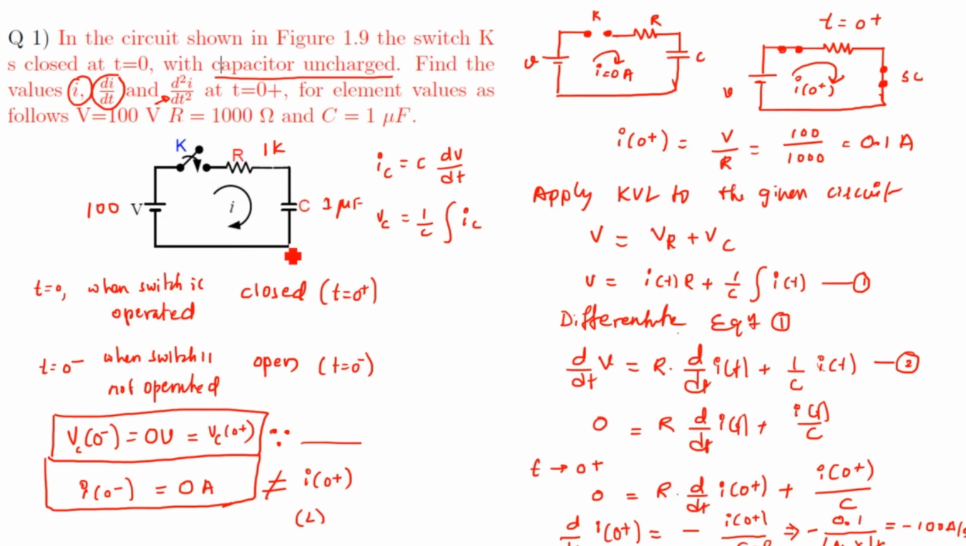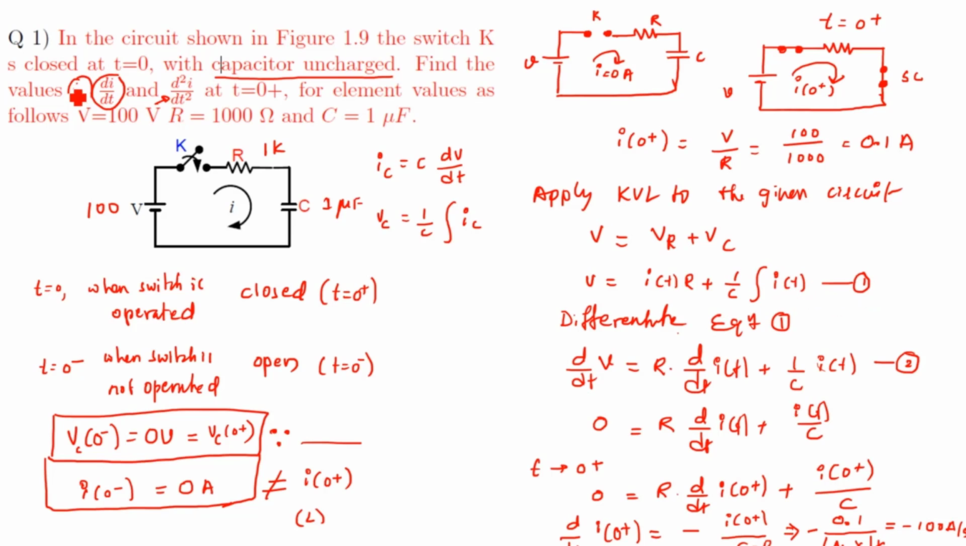Apply KVL to this circuit: voltage VR plus VC. So VR can be written as I into R, plus, using the formula IC equals C into dV by dt, we can get the value of V by integrating on both sides. Integrating on both sides, we get VC equals 1 by C into IC. That value is substituted here.